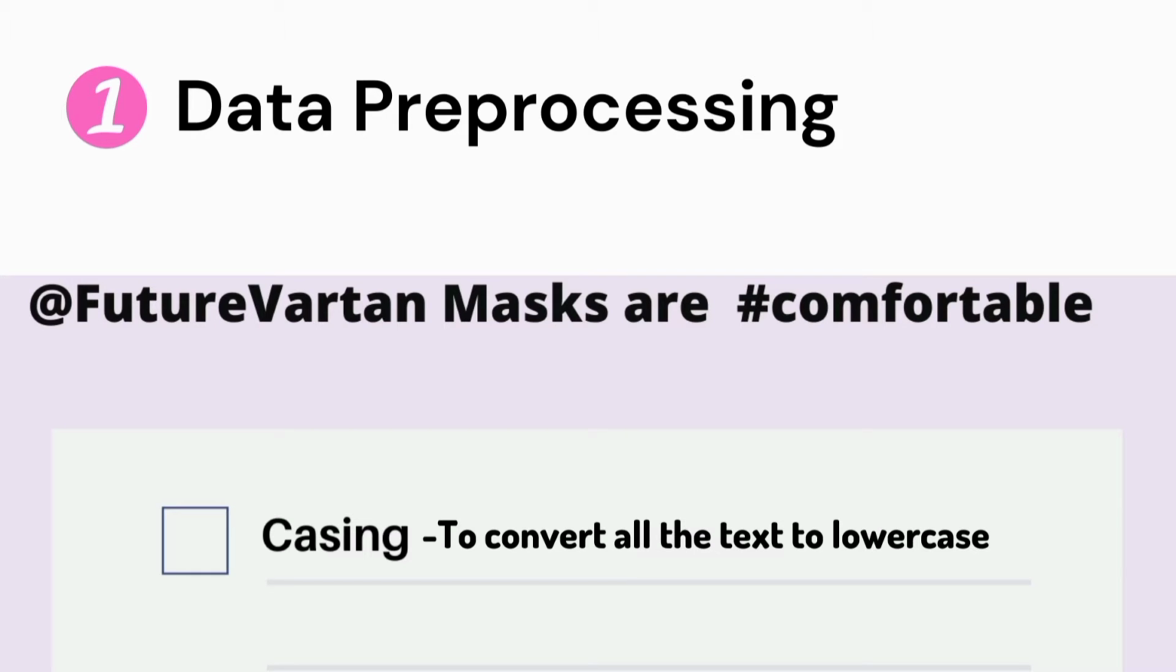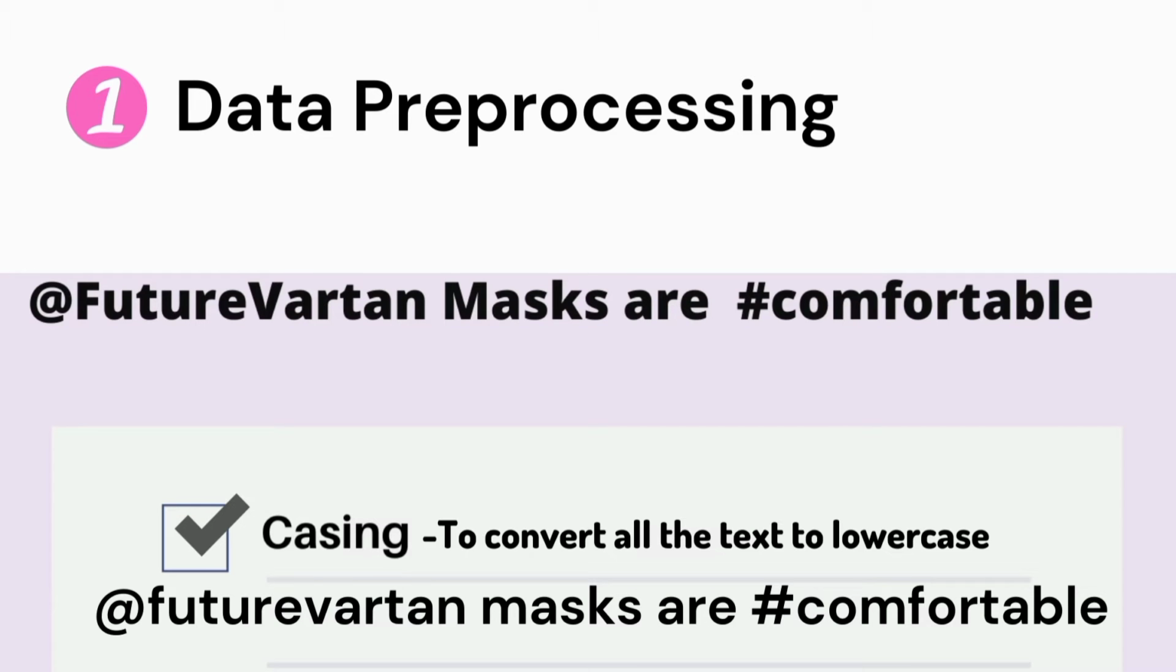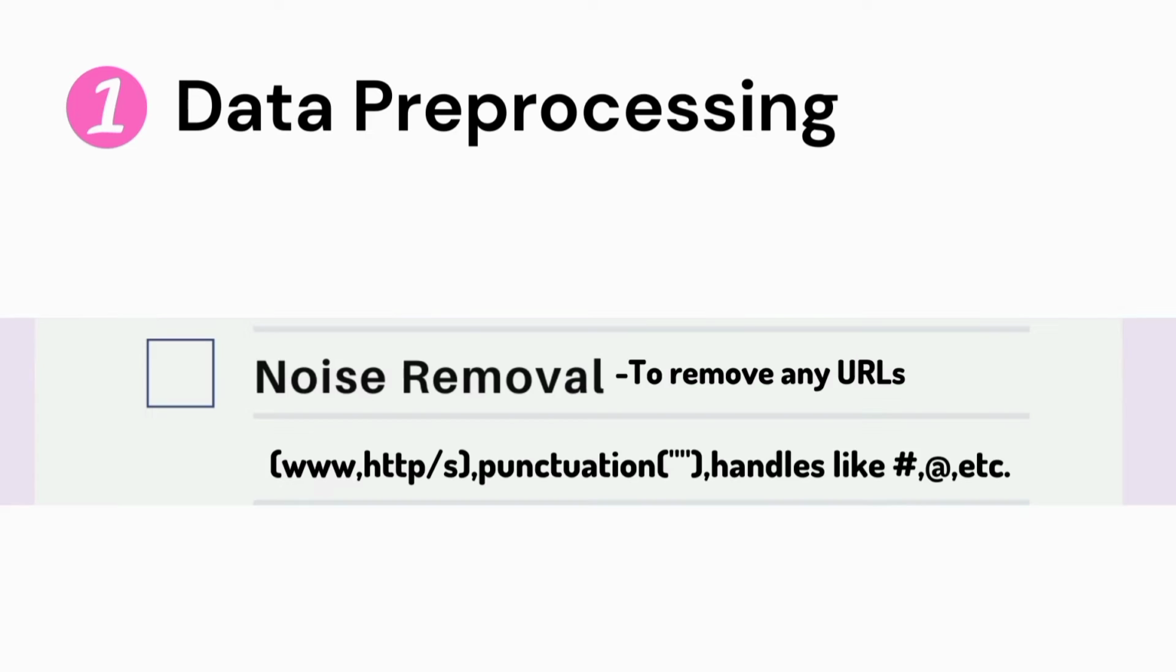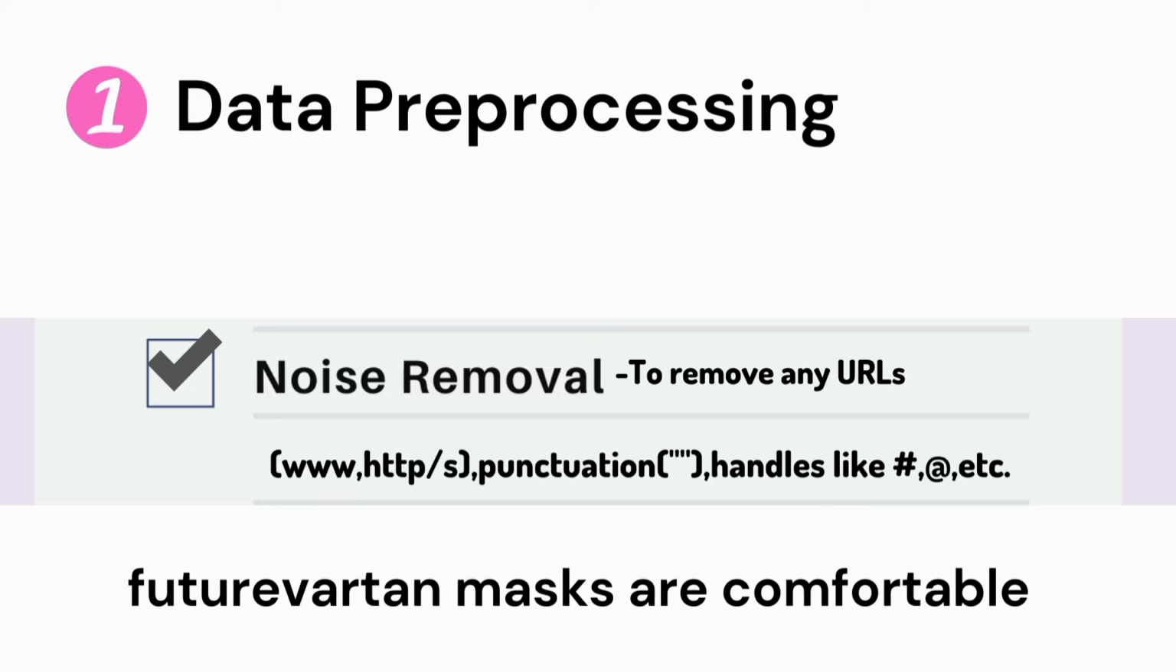Step 1. Data preprocessing. It involves majorly 4 tasks to do. First, casing, to convert all the text to lowercase. The converted text would be like this. Next, noise removal, to remove any URLs like www, https, punctuations, handles like hashtag, @, etc. The converted text would be like this.